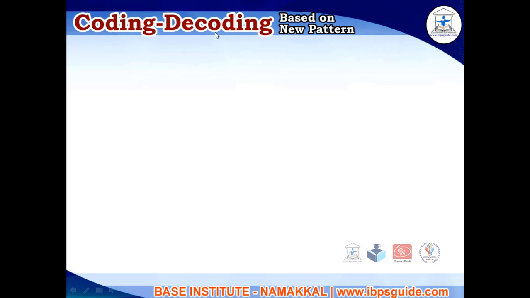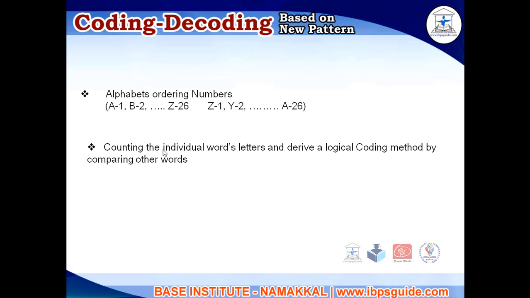Guys, this topic involves how efficiently you find the coding methods and use them in further cases. Before going to the methods, we have to know some basic preparation for solving them in a better manner. First of all, we have to know alphabet ordering numbers, such as A for 1, B for 2, till Z for 26, and also the descending order, like Z for 1, Y for 2, till A for 26. And then we have to count the letters of individual words and derive a logical coding method by comparing other words.